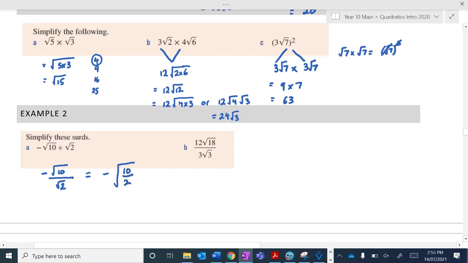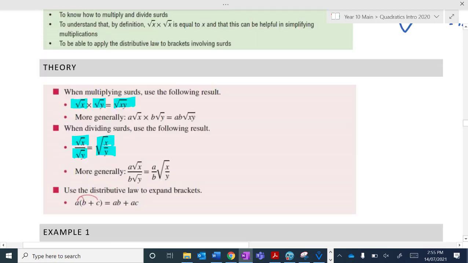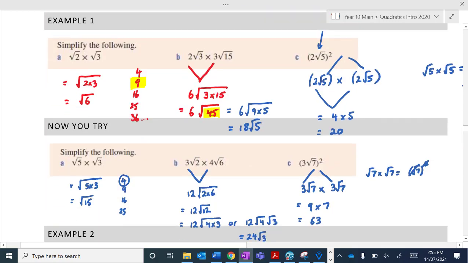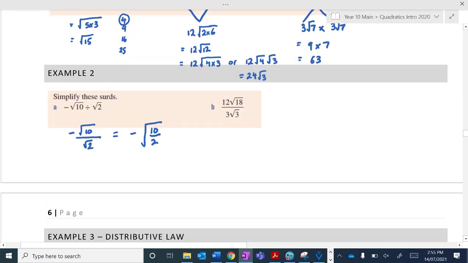So that goes back to our rule that we looked at the start, goes back to this thing over here. So you need to be able to identify as a fraction, those two are equivalent to each other. So minus root 10 over root 2 is the same as minus square root 10 over 2, which of course is simply just minus root 5, and we're done.